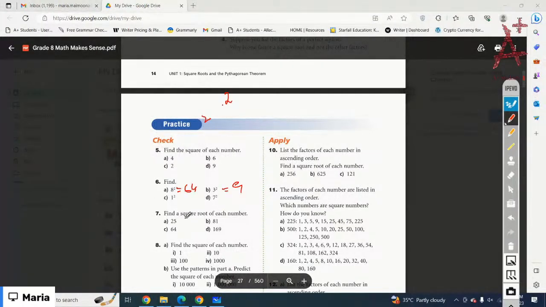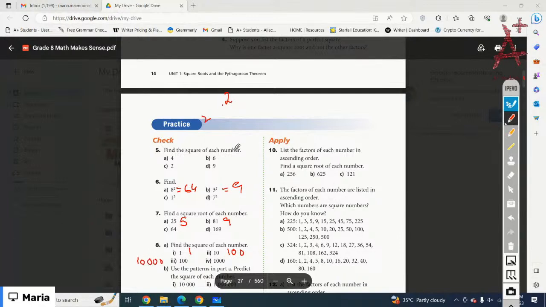Then you have 81, that would be 9. Okay, the next one, question number 8, is find the square of each number. You have to calculate the square. Square means you have to multiply the number by itself. 1 times 1 is 1, 10 times 10 is 100, 100 times 100 is 10 thousand.